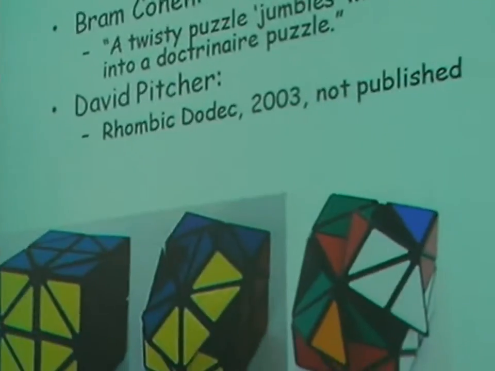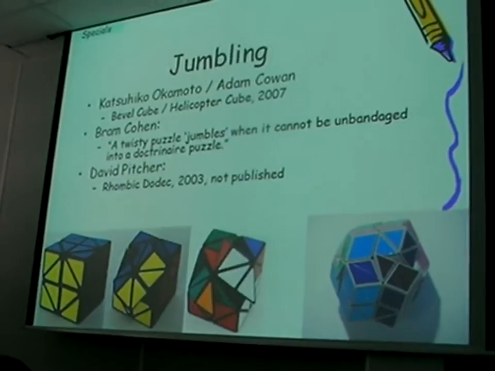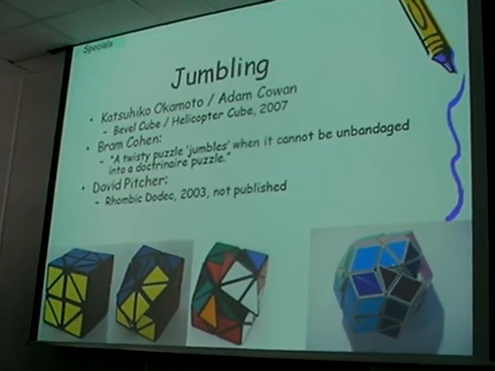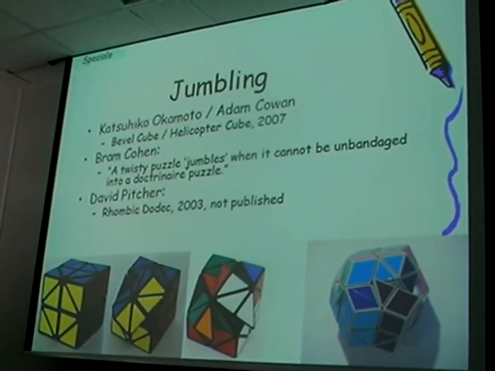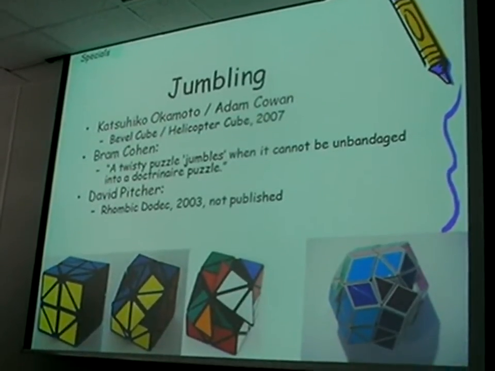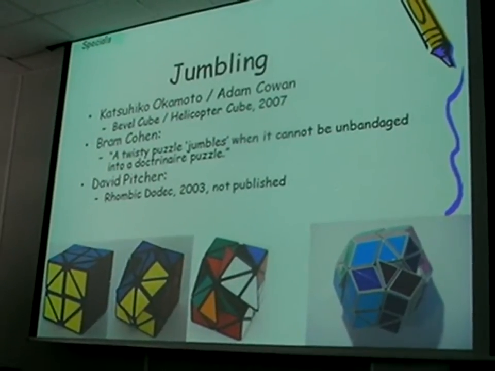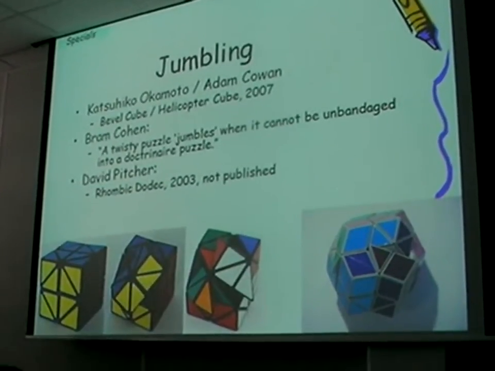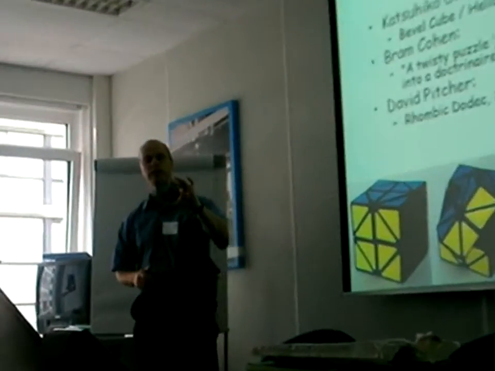Another really exciting discovery of the last few years is the concept of jumbling. When Okamoto and Cowan independently discovered and built their first bevel cube or helicopter cube in 2007, they discovered that, okay, it was cubic, but when they made some turns, it changed the shape into something that's not cubic. And it's really hard to explain, so I'll take you through this example, which was built later, also after a concept by Bram Cohen.